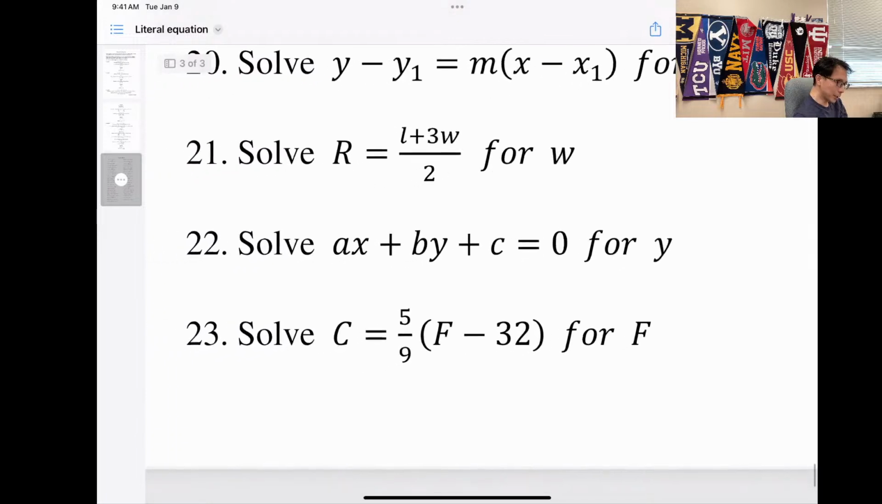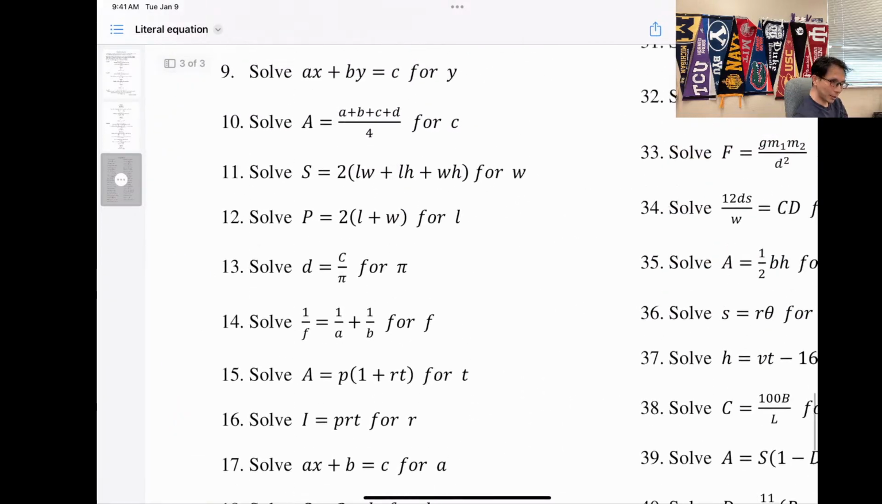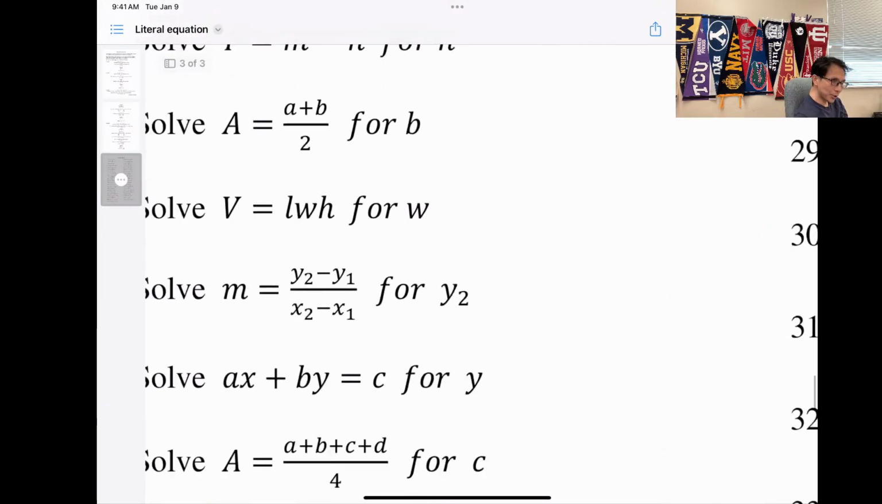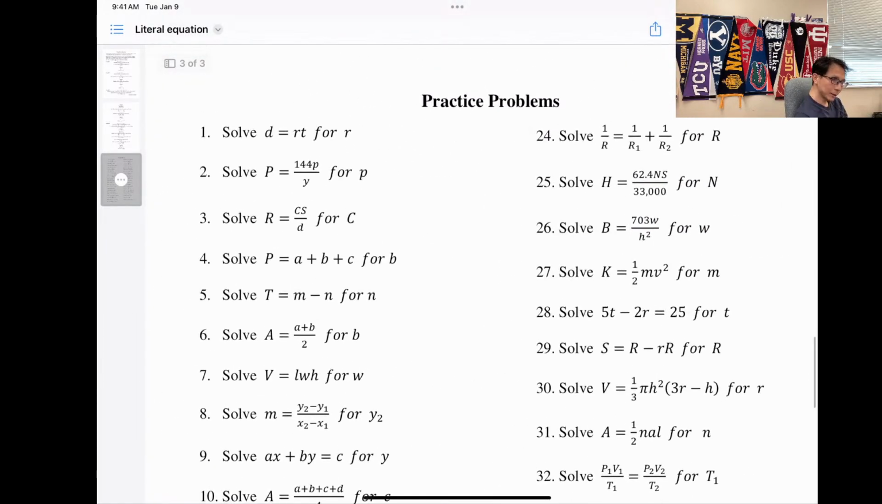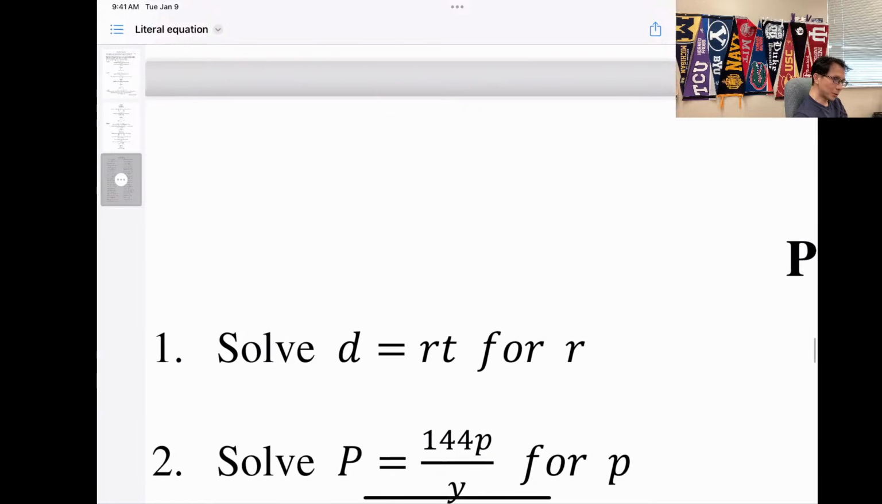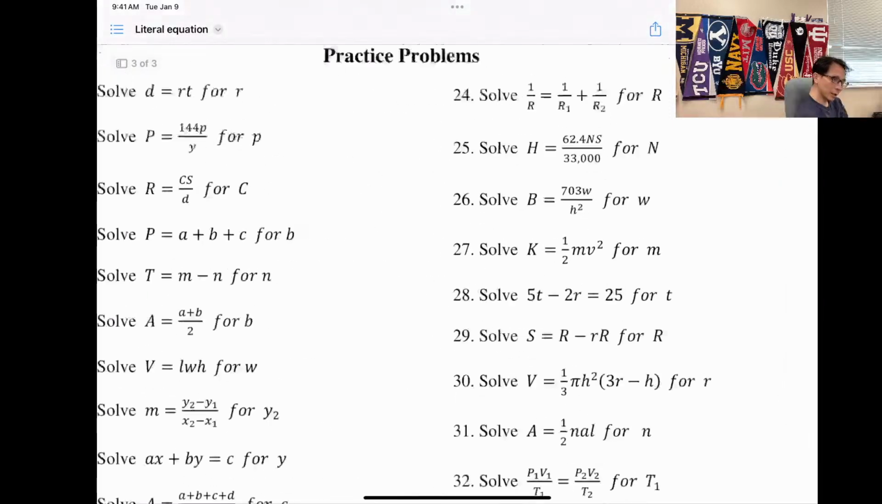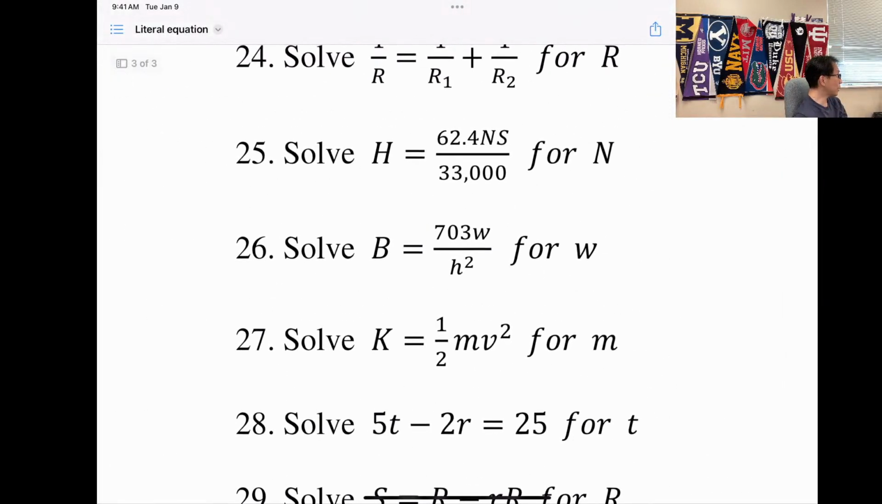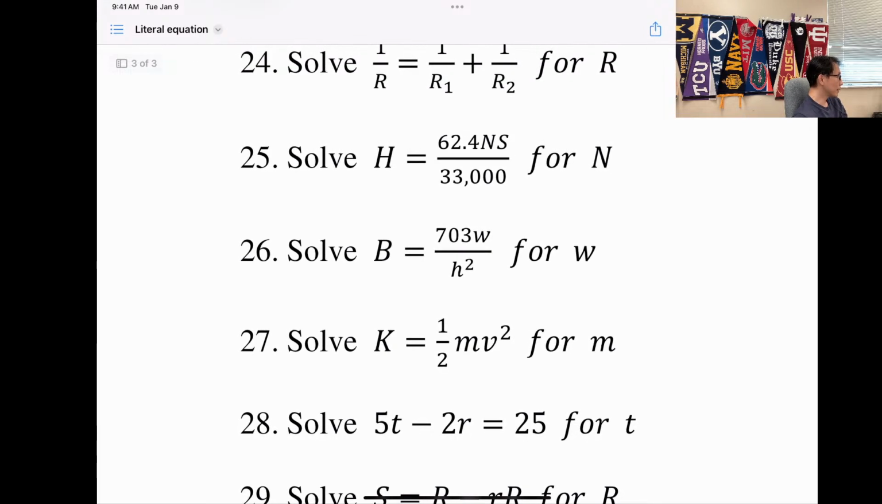Number 23 is chemistry because you have to change from Celsius to Fahrenheit. Number 10 is the equation of lines, slope equations. This is actually distance equals rate times time, speed times time. K equal to 1/2 mv squared. Do you know what equation that is? No, it's also in physics. That's a physics equation.